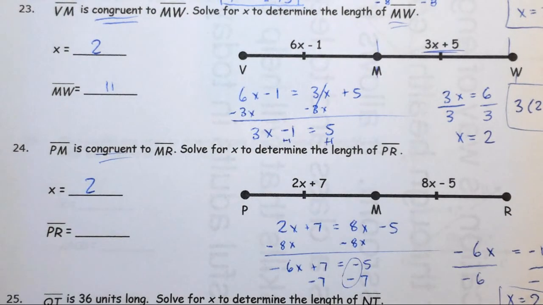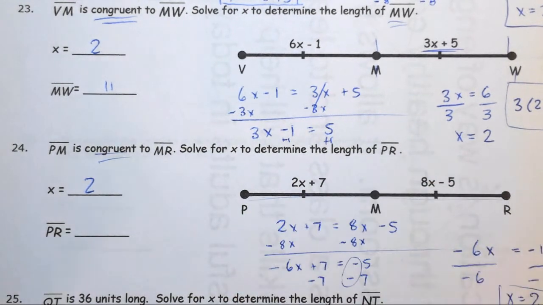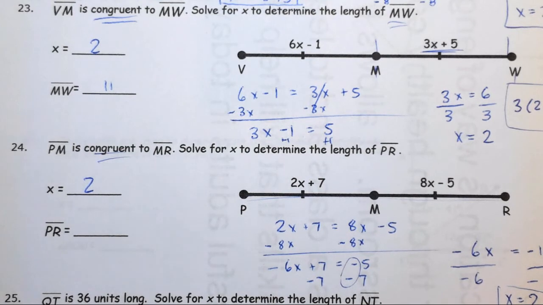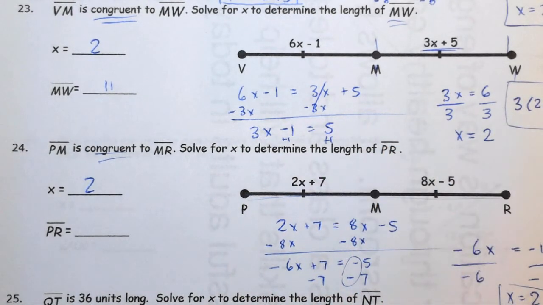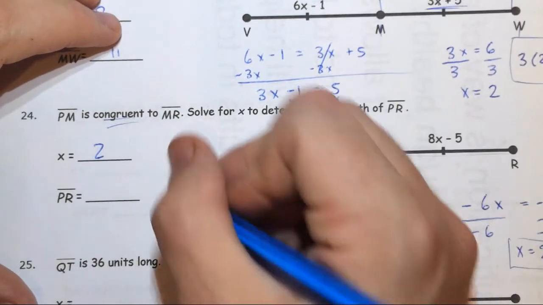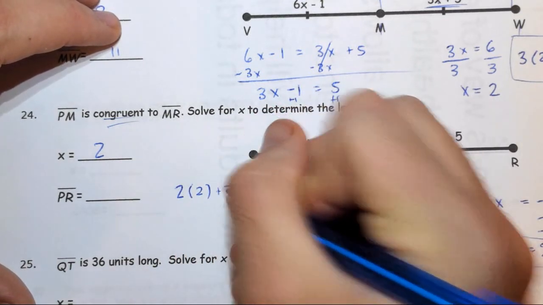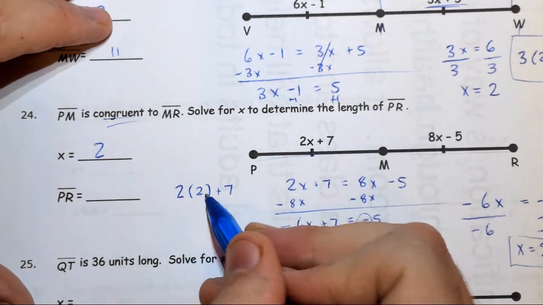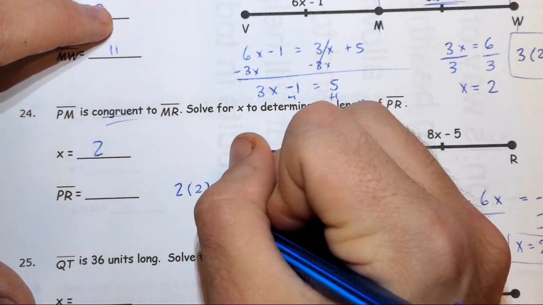Now, this one asked for PR. PR is the total distance. The total. Well, if they're congruent, I know that this side is equal to this side. So I really only have to solve for one of them. Let's solve for this one. I get 2, parentheses 2 plus 7. 2 times 2 is 4. 4 plus 7 is 11.